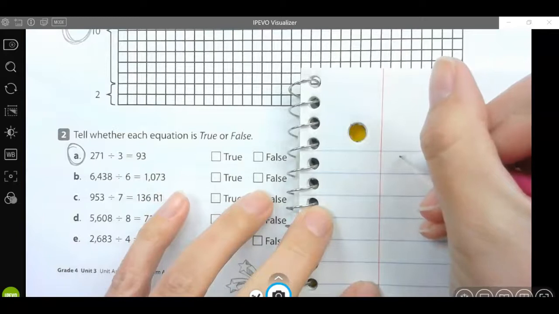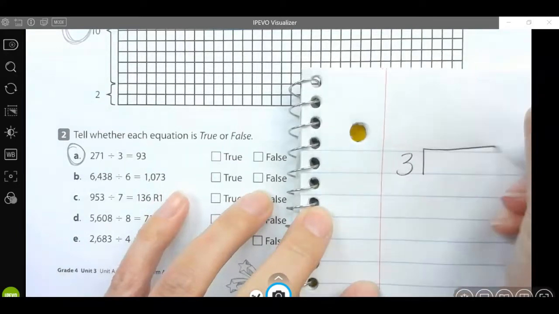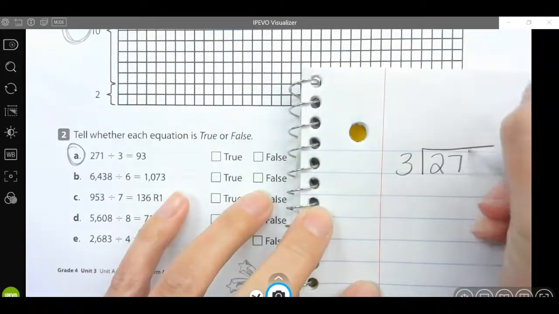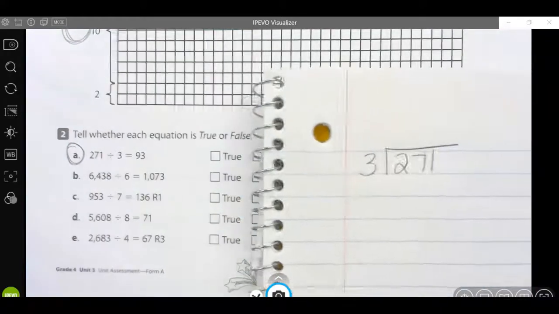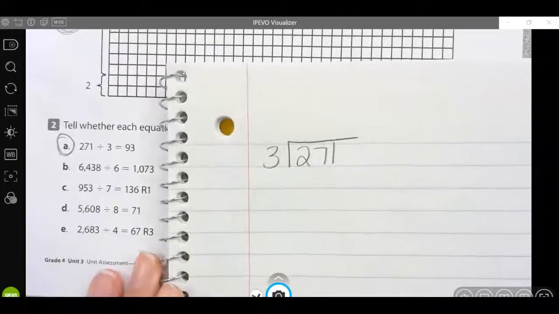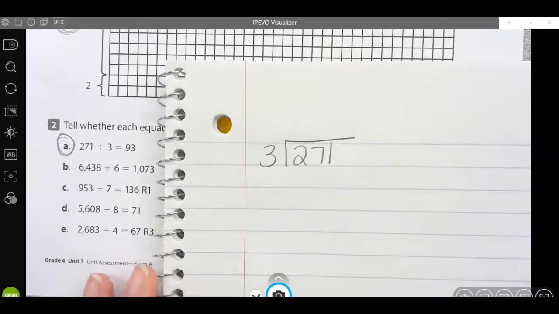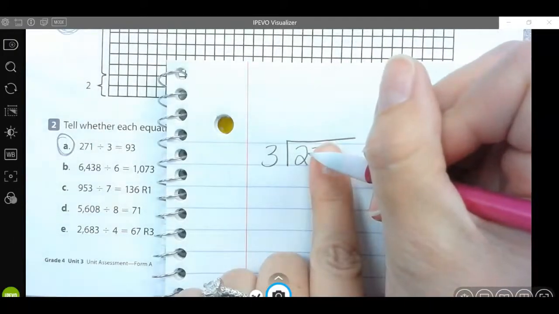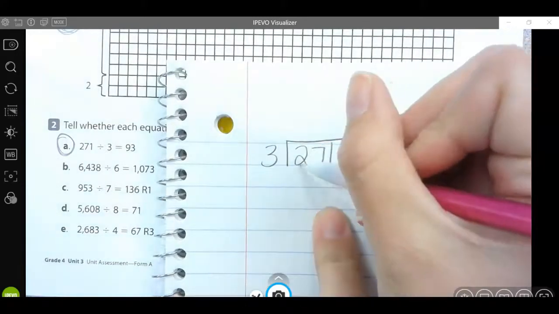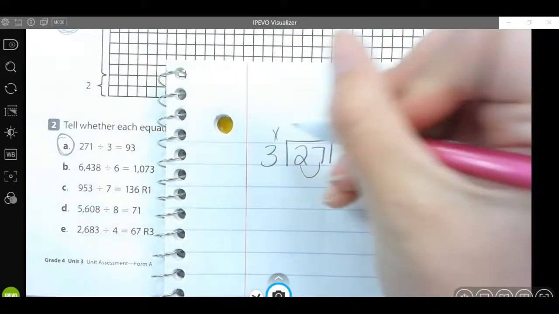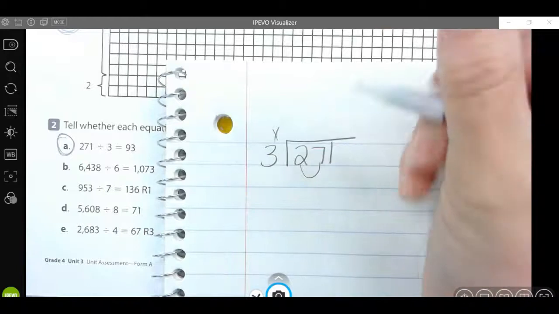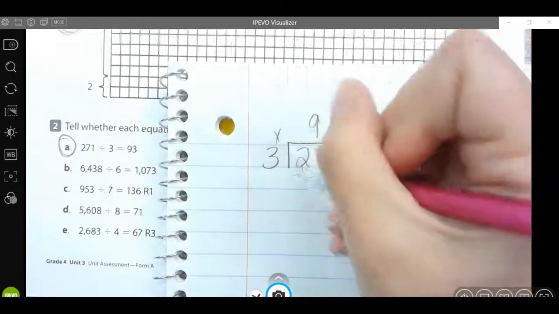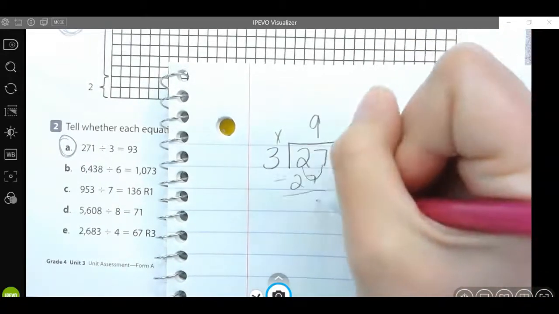We have 3 and then 271. Does that help, Erin? Yes. Okay. Go ahead and work that out. Okay, let's do it together. Can I start with the 2? No, because it's too small. So I get 27. 3 times what number gets me 27? 9.